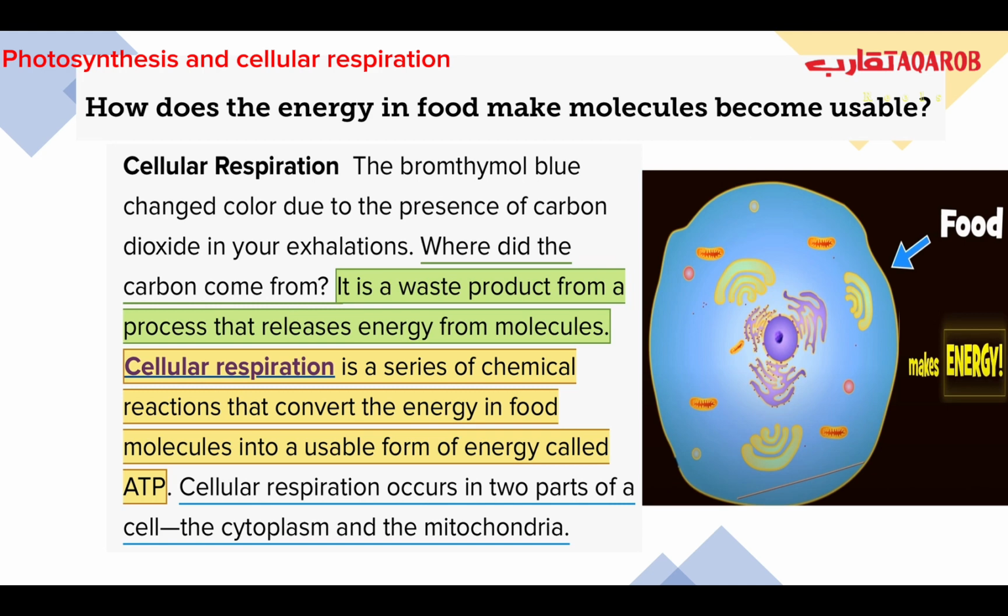Cellular respiration occurs in two parts of the cell. The first part is in the cytoplasm. So this is the cytoplasm. The first part is in the cytoplasm, and the second part is in the mitochondrion. So again, cellular respiration converts food into energy in two steps, first in the cytoplasm and then in the mitochondrion, and we call this energy ATP. Very good.